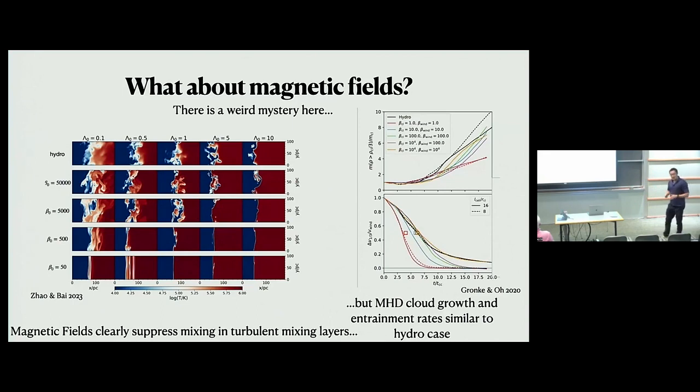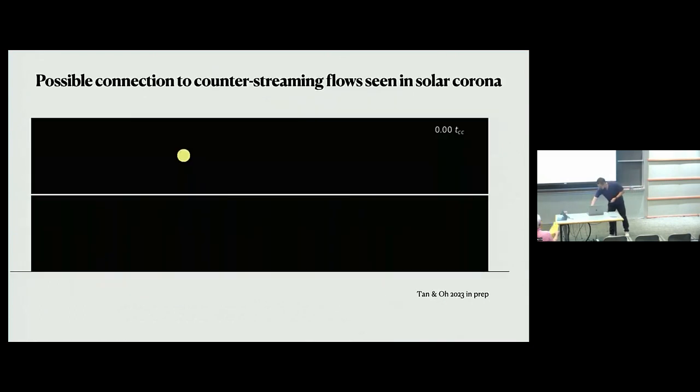But now, if you do this not in a shearing layer simulation, but where you have a cloud and you blow gas on it, then it's very strange. Mixing is very efficient, and the cloud grows and entrains at a rate that's very similar to purely hydrodynamic simulations. And this is something that we don't quite understand yet. If you all have ideas, would love to hear them.